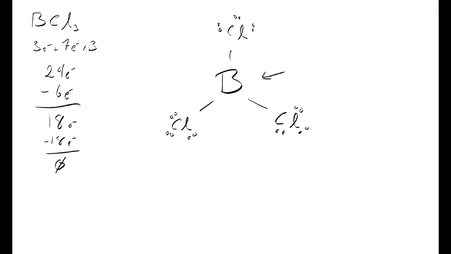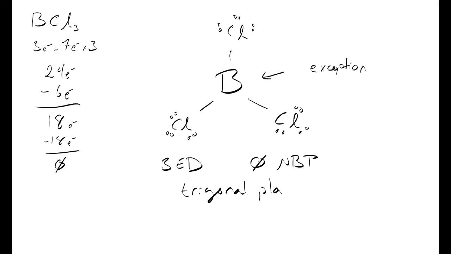And boron is the very common exception to the octet rule. It only needs 6. It can take 8, but it's happy to stop at 6, a rest along the way. This gives us 3 electron domains, 0 non-bonding pairs. So it has a trigonal planar geometry, and it is, once again, nonpolar. Nicely symmetrical, no deviation there, no broken symmetry.